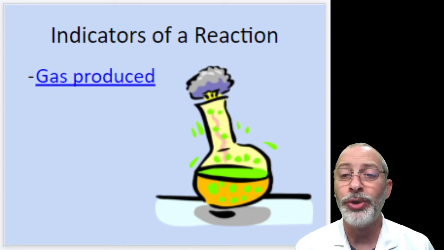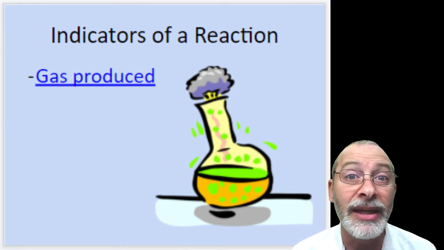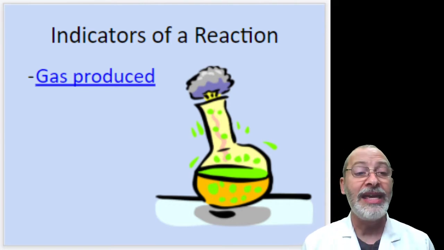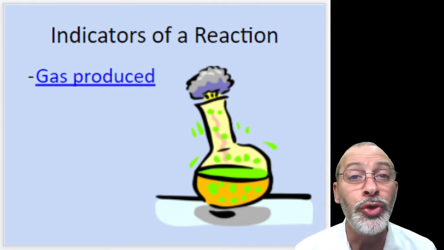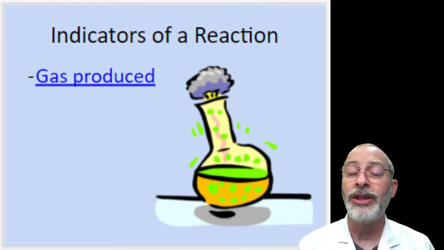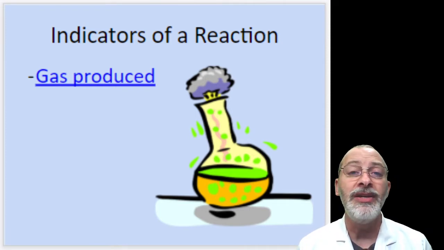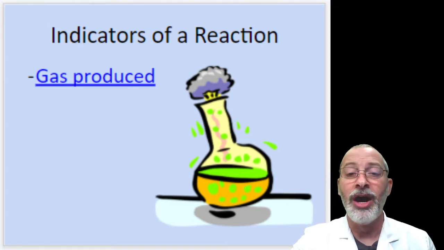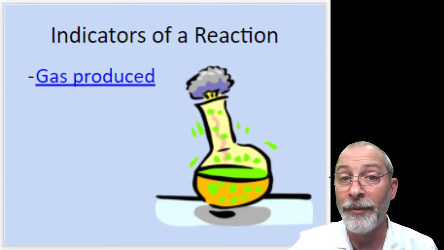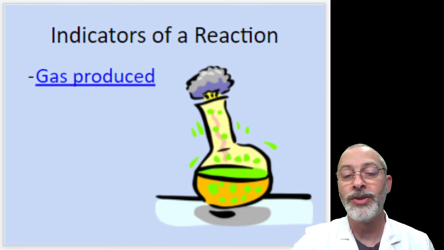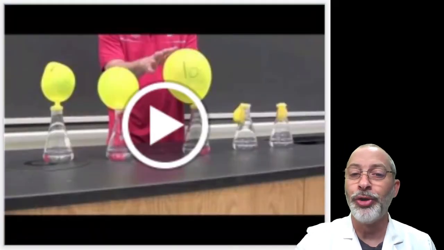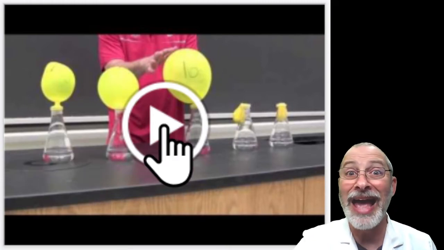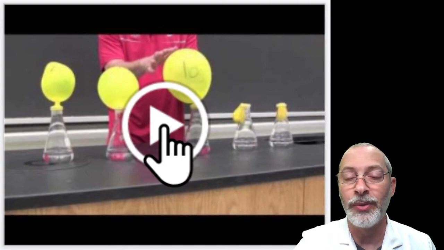So let's go through a list here of indicators of a reaction, beginning with a gas being produced. I'm going to show you little video clips along the way of each of these indicators of reaction so that you get a better picture of what we're talking about when we talk about each one. So first, gas produced. Let's watch this video on a gas being produced so you can see what I mean.